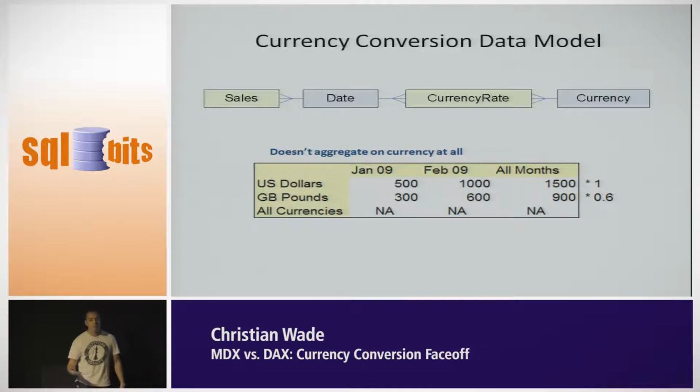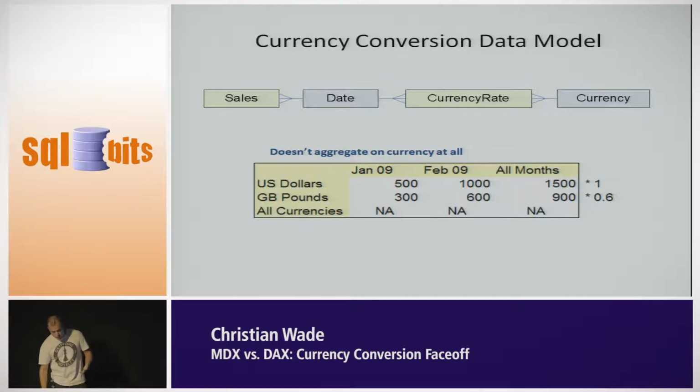Okay, and another interesting little requirement is that if we can get away with it, we'd like to not even have an all member. So, as I'm sure everyone in the room probably knows, you drag a hierarchy onto a pivot table, you've got the all member, which is normally the sum of all the children. It doesn't make sense to sum up different currencies. So if we can get rid of the all member, we'll get rid of it.